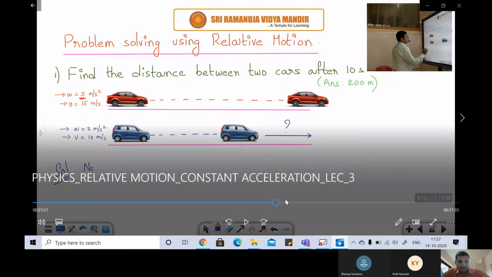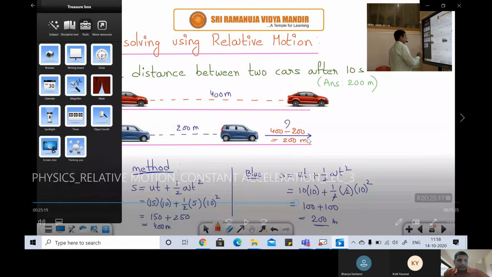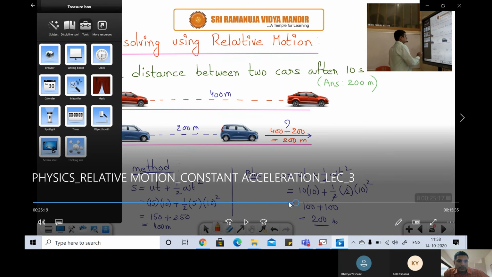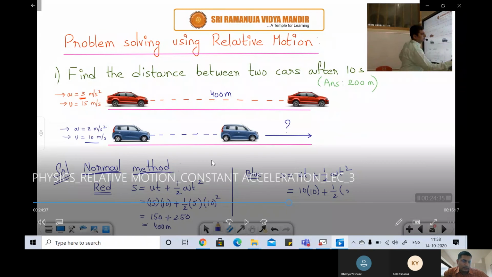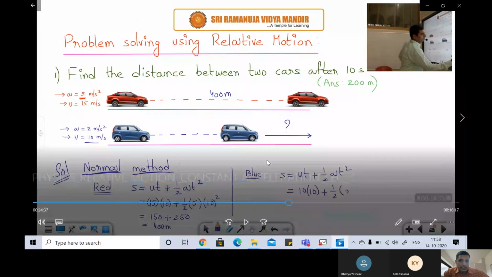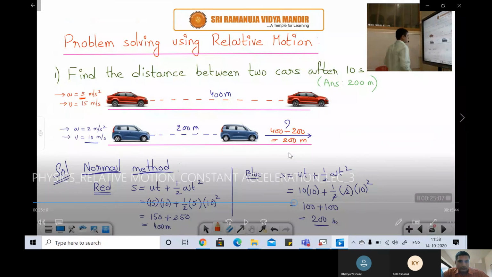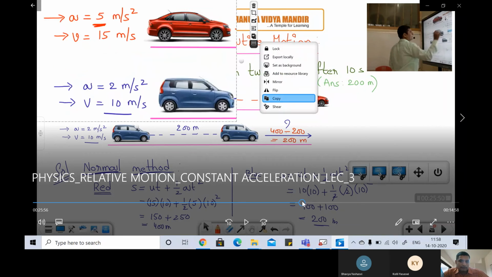The normal method: because they're asking the distance between two cars after 10 seconds, for each car we'll find the distance traveled in 10 seconds. In 10 seconds, the red car will travel 400 meters, because we know the equation S equals ut plus half at square. Same way, calculate for the blue car for 10 seconds. It travels 200 meters. So the distance between them is 200 meters. This is the normal method.